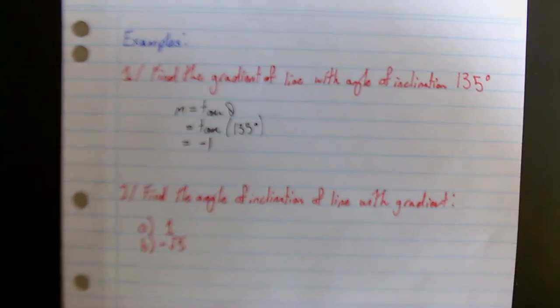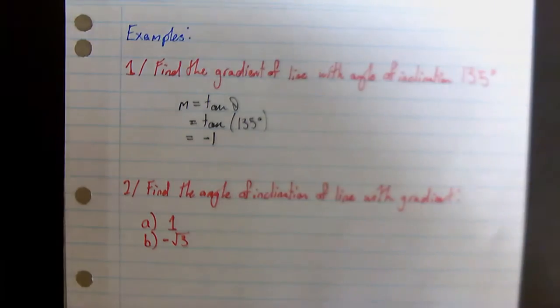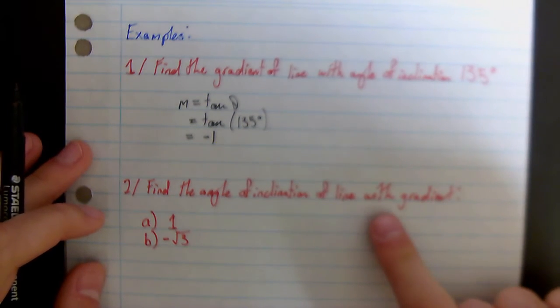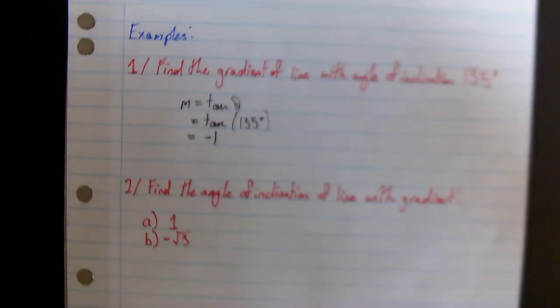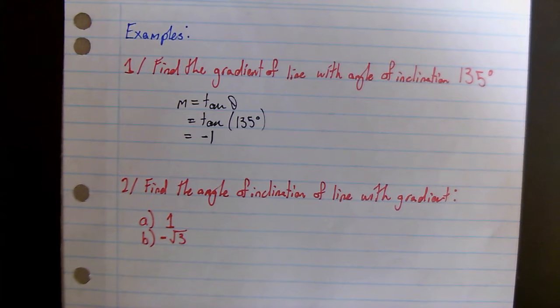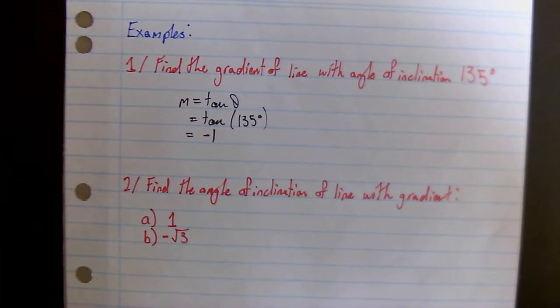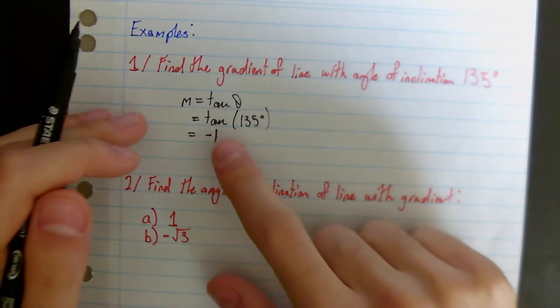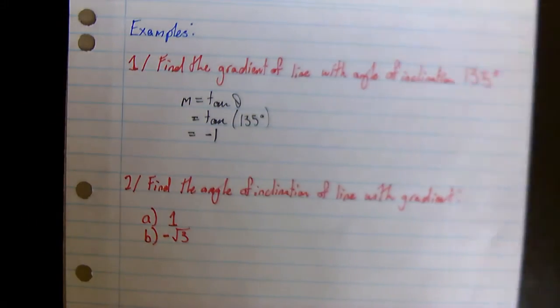The next question states, find the angle of inclination of a line with gradient 1, and then gradient -√3. These ones require you to apply the formula a bit more, but it's still relatively simple.